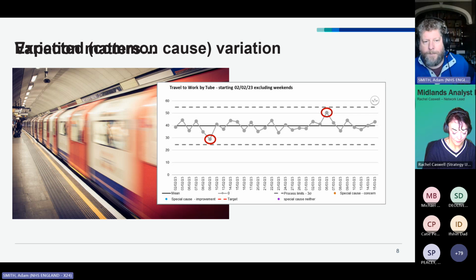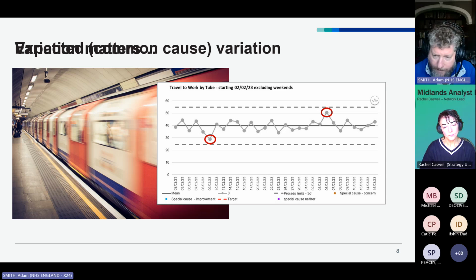I might get there in about 30 minutes. If the opposite was true, doors closed before I could jump on, I have to wait for the next one. It might take a bit longer. It might take up to 50 minutes. But that's all within this normal range of variation, all that everyday common cause variation that we all know, we all experience, and we see a lot in our work.